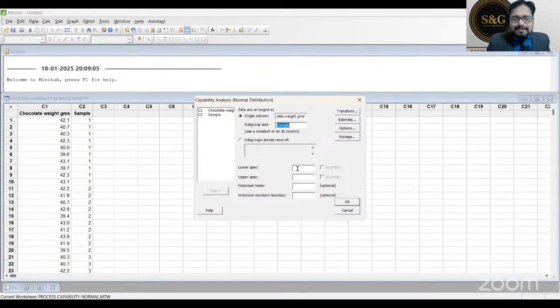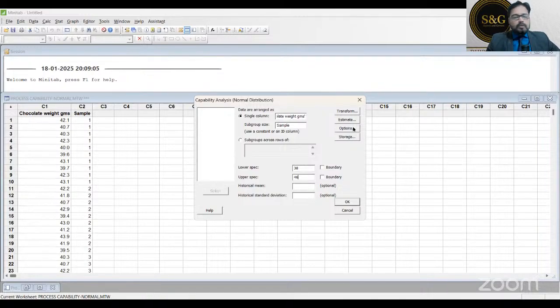Now, what is the lower specification limit? We have decided 38, and the upper specification limit we have decided as 46. We have taken these randomly. You can take any, but because I know that the average is around 42, I've just taken these. You can change that as well. But as of now, let's do it together. So just keep 38 and 46 for our simple calculation. Everybody done that?